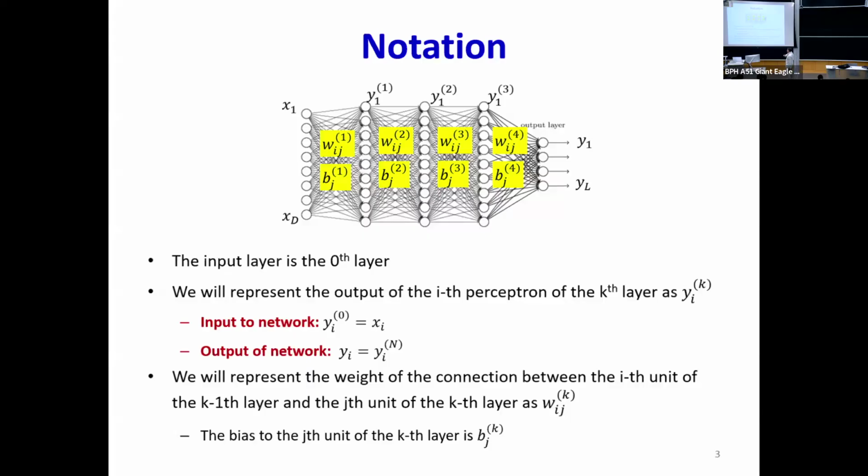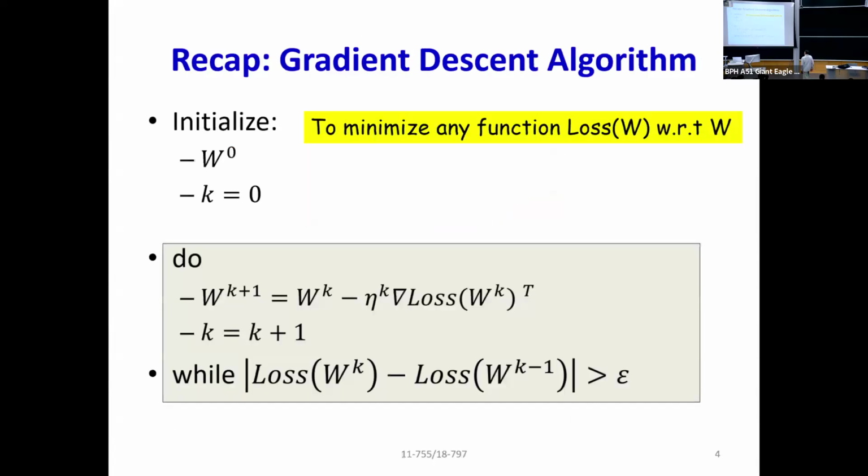And so the weight connecting the ith neuron in the nth layer to the jth neuron in the n+1th layer is going to be represented as W subscript ij. I is the source, j is the destination, and the superscript is going to be n+1 because that is the layer to which it connects. And a similar notation for the bias.